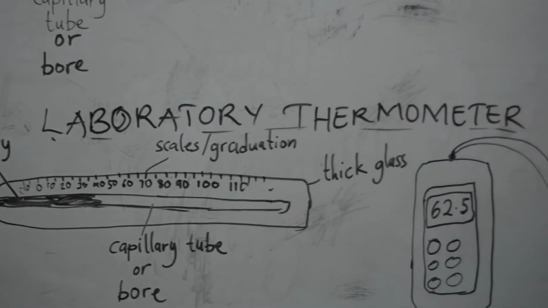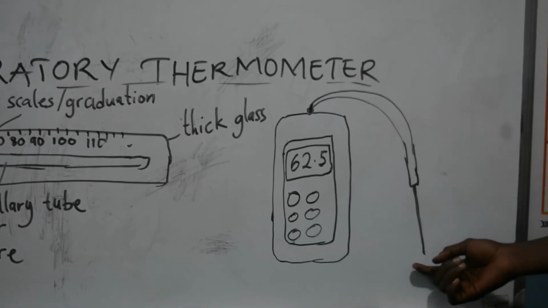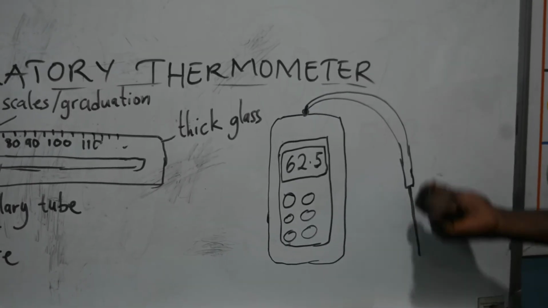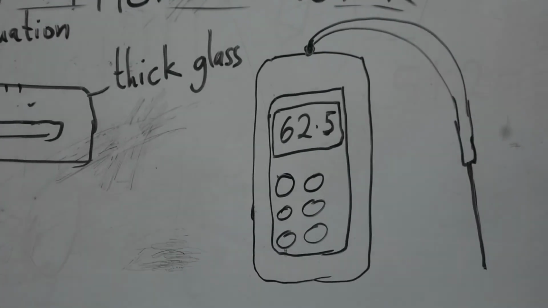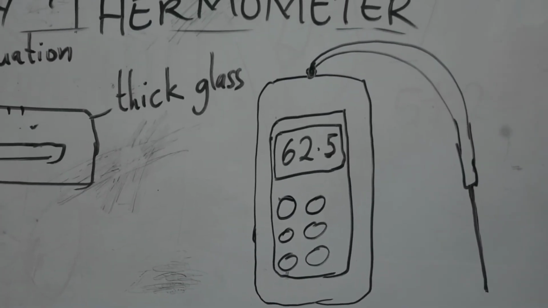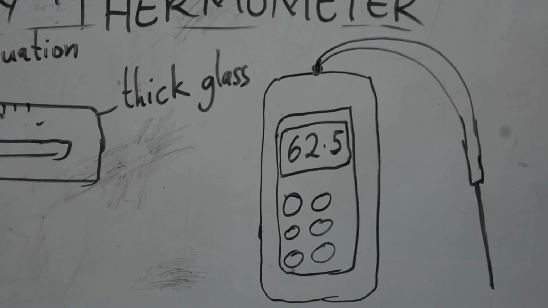This is how it looks like. Very simple. This area is where we insert into the substance just to get the temperature of the substance. And it's easy to read. As you can see, the temperature of the substance is 62.5 degrees Celsius.